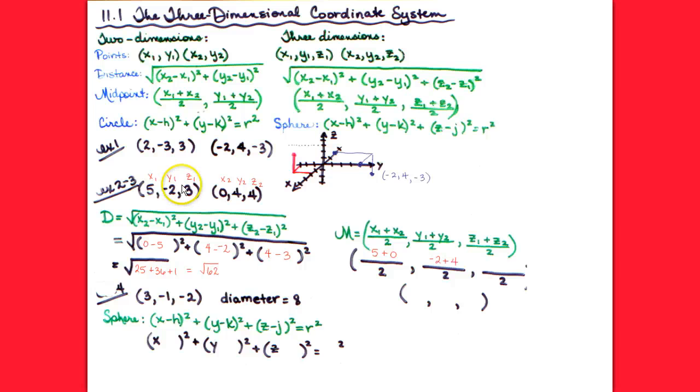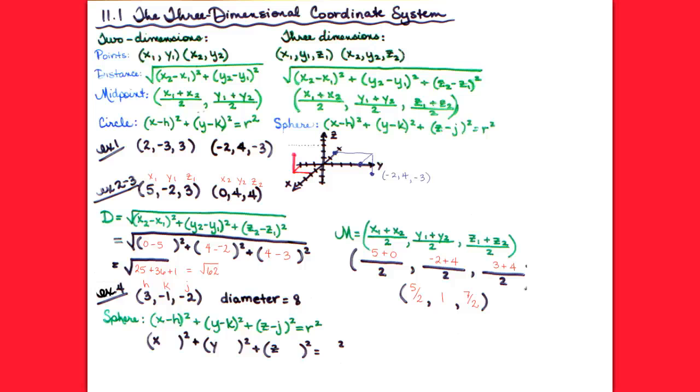I'm going to have the -2 and the 4 for the numerator for my y values. What am I going to have for the numerator of my z values? 3 and 4, yeah. So what am I going to get from my midpoint in 3 dimensions? Yes, 5 halves, 1, 7 halves.